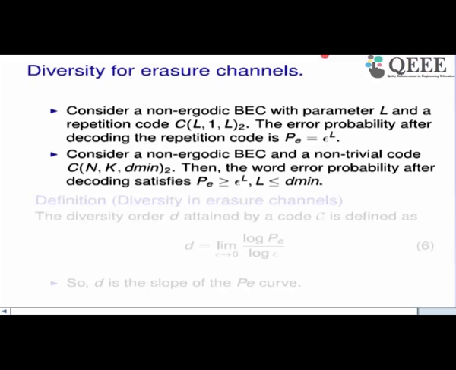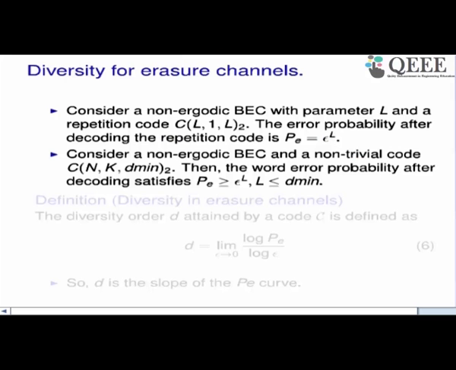Even if you don't understand that, please understand that the Hamming distance is an important parameter for an erasure channel from a probability of error perspective, because it gives us the power term, the number of epsilons that are going to be multiplied to get the probability of error.